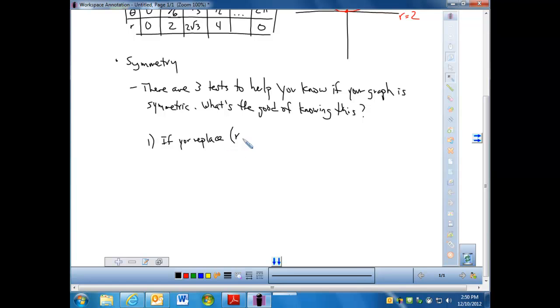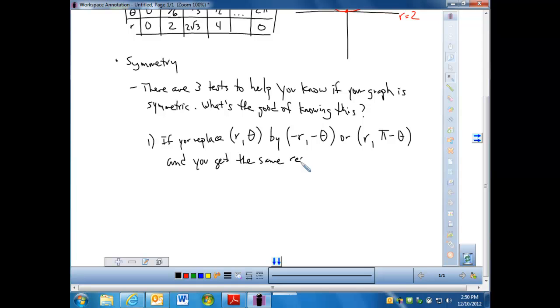So the first test, if you can replace r, theta by the opposite of r and the opposite of theta, and you get the same answer, or if you can replace it by r, pi minus theta, so like the supplement of that angle. If you get the same answer, then you know that you have vertical symmetry. At any point you want to pause this and think about why that is. Think about why you have that symmetry. Try to work on understanding why it has symmetry in one particular direction.